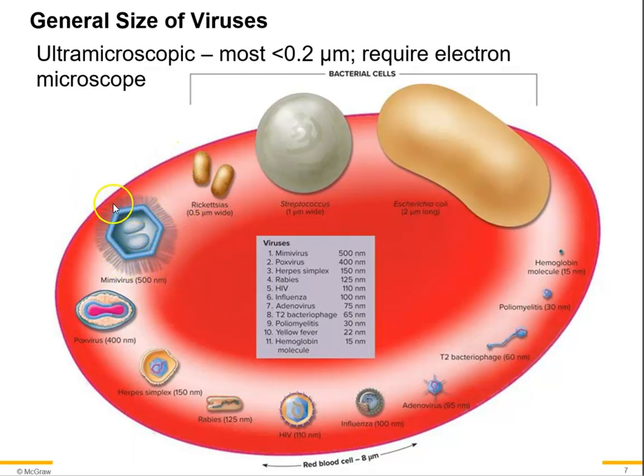So here's mimivirus. You can actually see these with the microscope. These are very large viruses. And they can even stain with the Gram stain, believe it or not. You've got pox virus, herpes simplex, rabies. We're getting smaller, smaller, smaller. Then you can see here is a hemoglobin molecule. This is what carries oxygen in your red blood cells. And next to it, we have the poliomyelitis virus. And this is a very small virus. So you can see some variation in the size of viruses, but by and large, they're going to be ultramicroscopic. You cannot see these with a standard microscope.